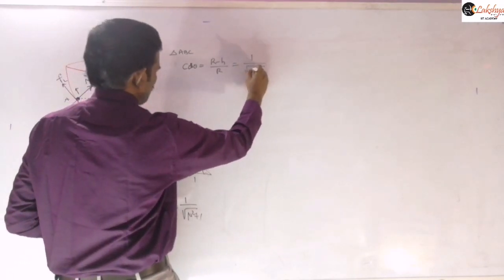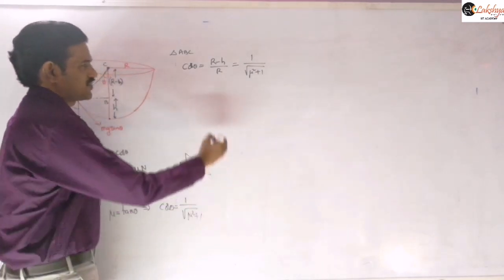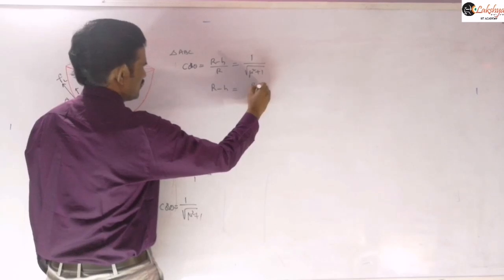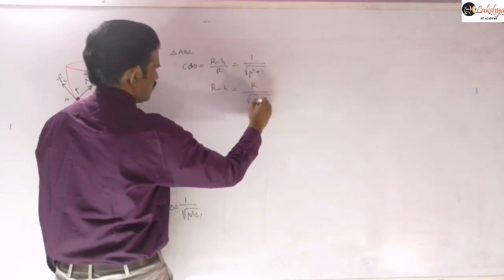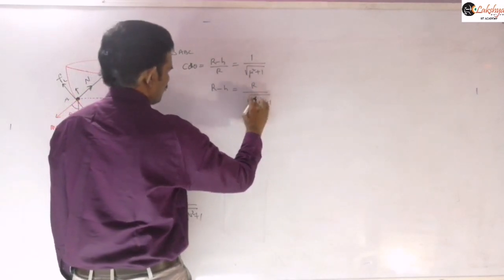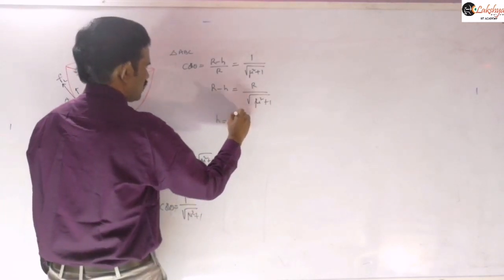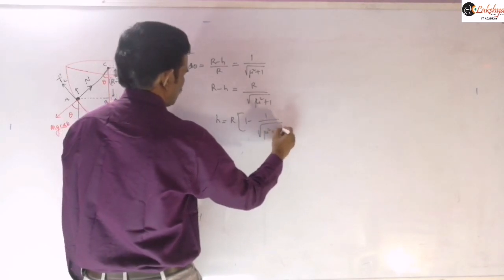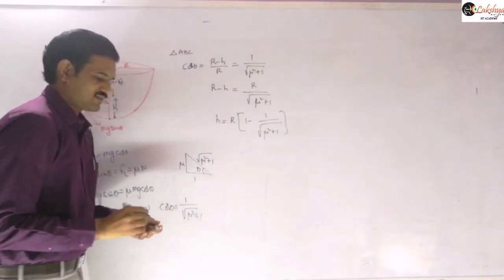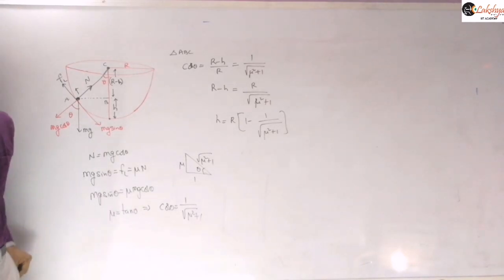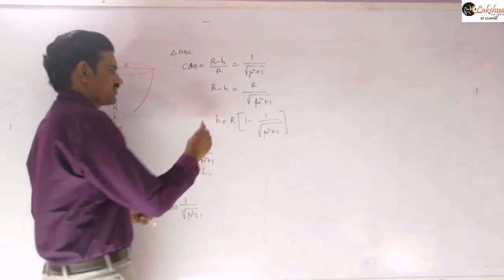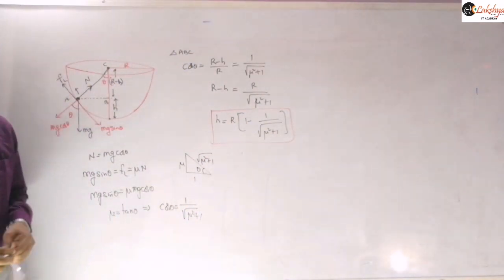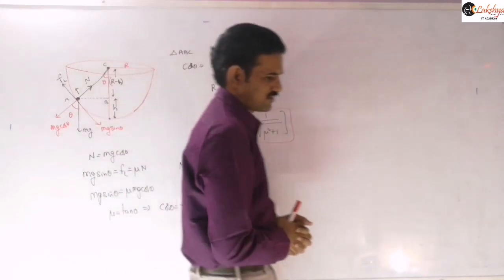1 by root of mu square plus 1 you can write. From this, we just need the h expression. So r minus h is equal to r by under root of mu square plus 1, and therefore this h is equal to r of 1 minus 1 by root of mu square plus 1. So this will be the maximum height raised by that insect. Or sometimes, by giving the h value, they may ask the coefficient of friction required to raise the h. Then the same equation we can use there, right? So this is that insect problem here.